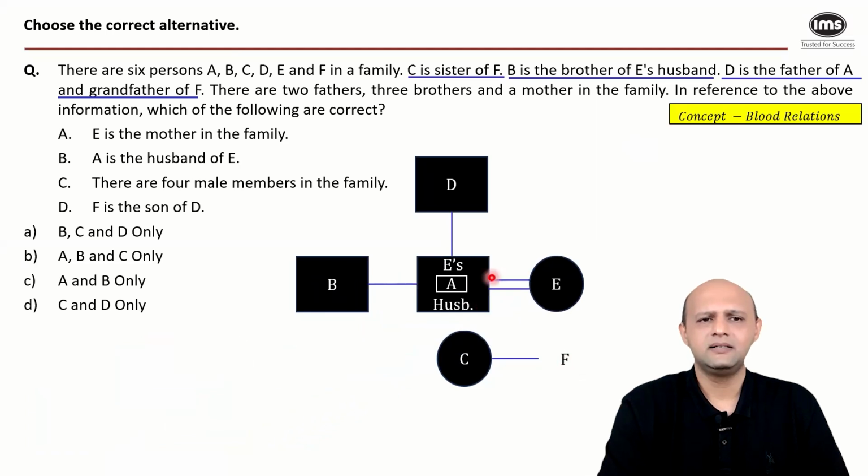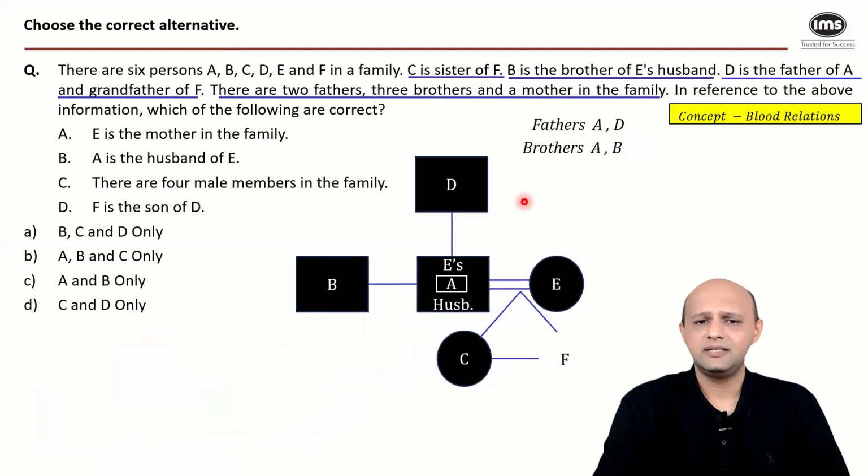Let us verify what we've done. There are 2 fathers, 3 brothers, and a mother in the family. Of course, these 2 will be their children. 2 fathers, A and D. 3 brothers. Which are the 3 brothers? One is A, who is the brother of B. The other is B, who is A's brother. Which is the third brother here? The third brother here, friends, would be F. So this is what gives you F's gender, which is F is a male. And one mother in the family, which is evidently E.